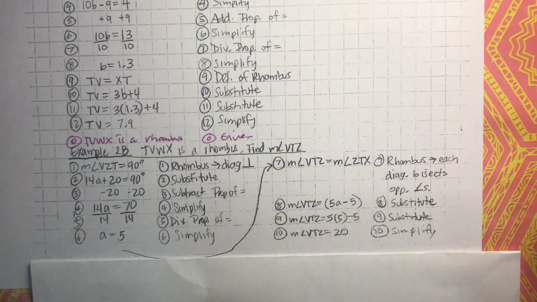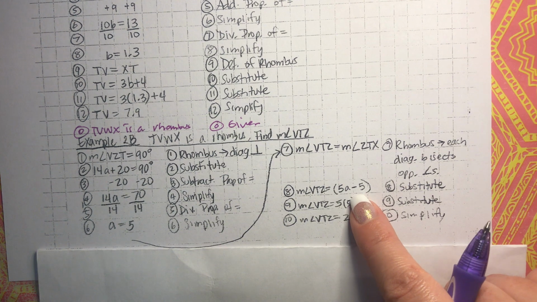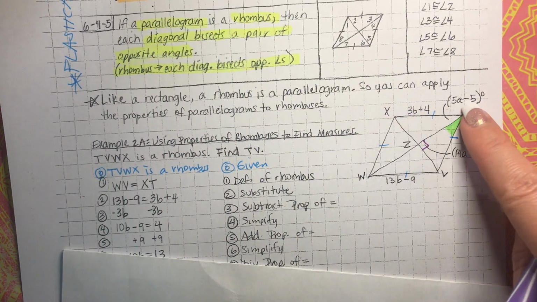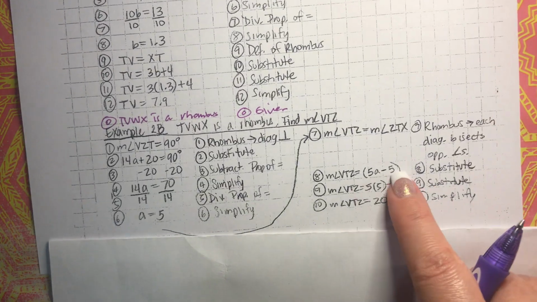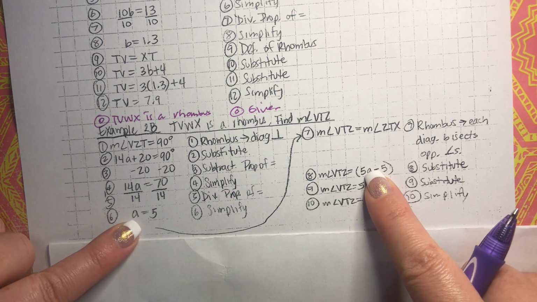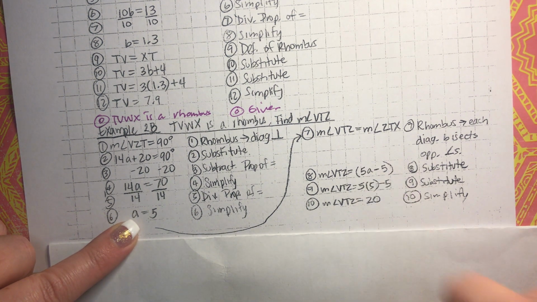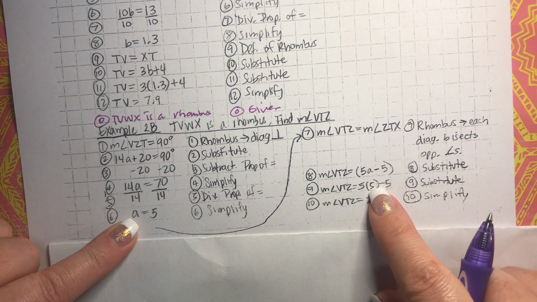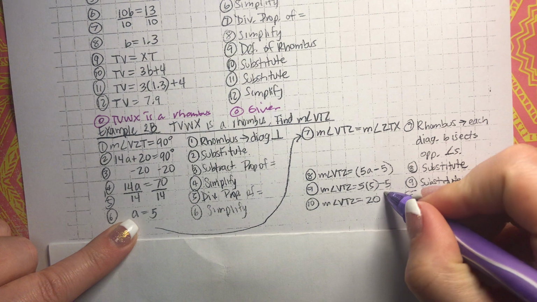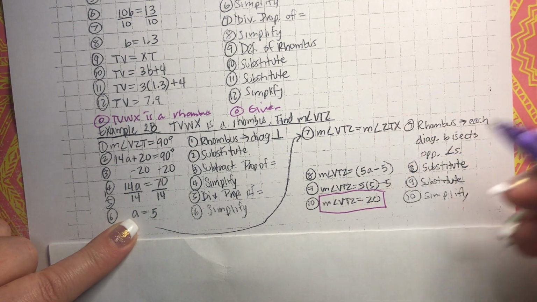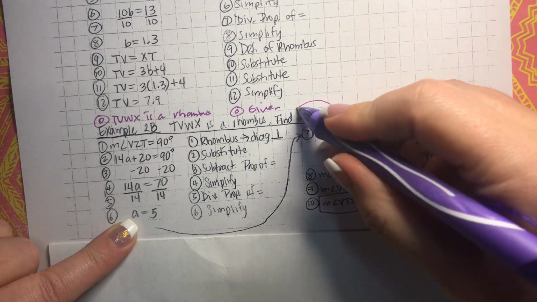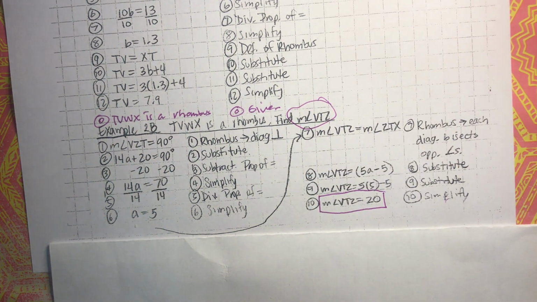And then we're just going to substitute this value in. ZTX is 5a minus 5, so we're substituting that in, and we're also substituting what a is. a is equal to 5, so we substitute 5 in for a. We get 5 times 5, which is 25. 25 minus 5 is 20. So that is what the measure of VTZ is. It's equal to 20. Substitute, simplify. Boom, we did it. All right, so that is appreciating.